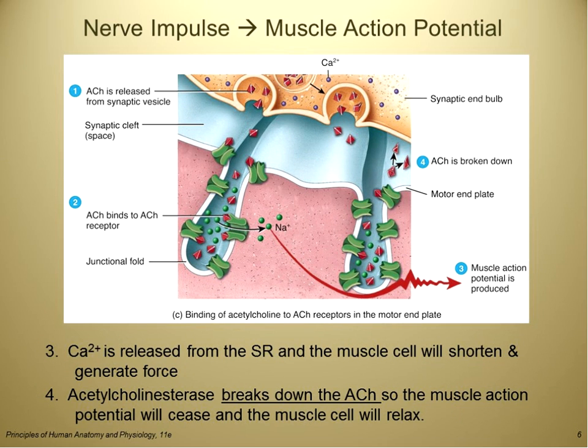Calcium is released from the sarcoplasmic reticulum. The muscle cell will shorten and generate force. It'll contract, basically. And then back here at the neuromuscular junction, as soon as the stimulus is ended, acetylcholine will be broken down by an enzyme, acetylcholinesterase. And therefore, acetylcholine can't have the same effect, and the muscle action potential will be stopped.